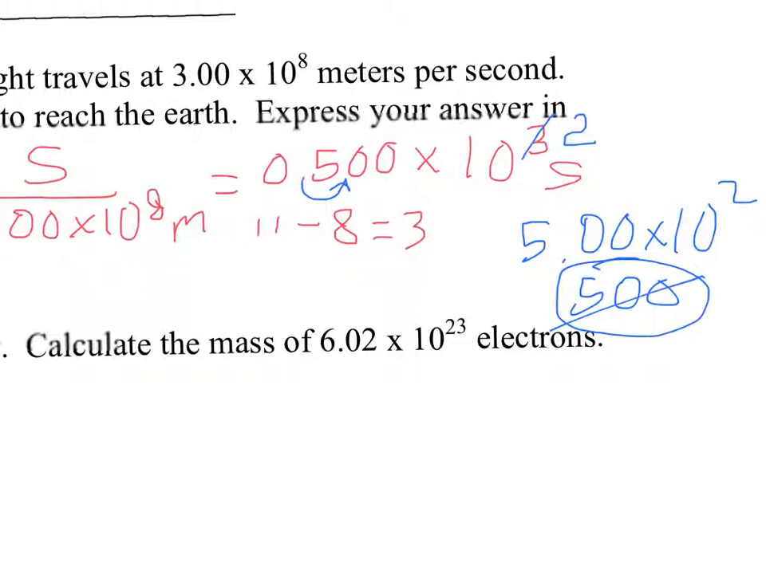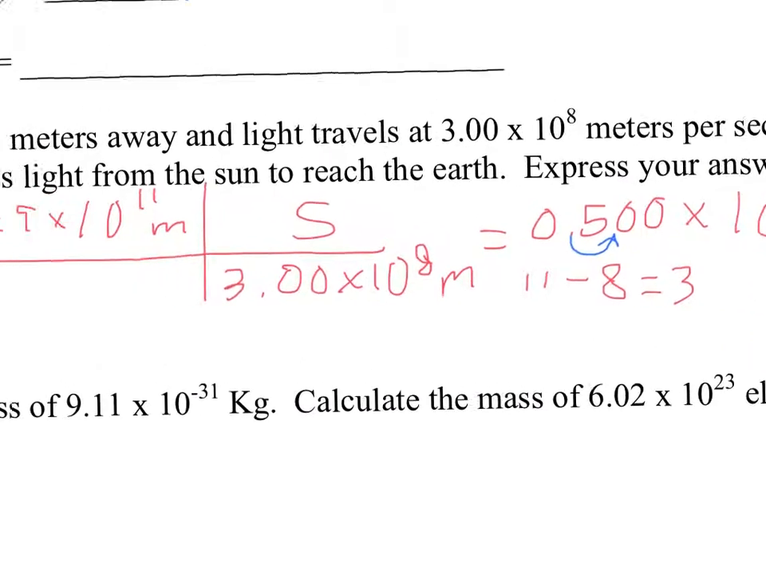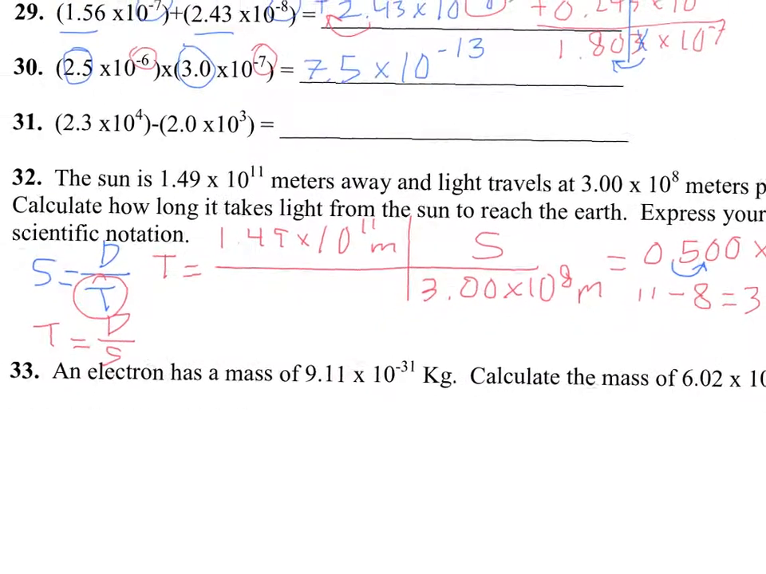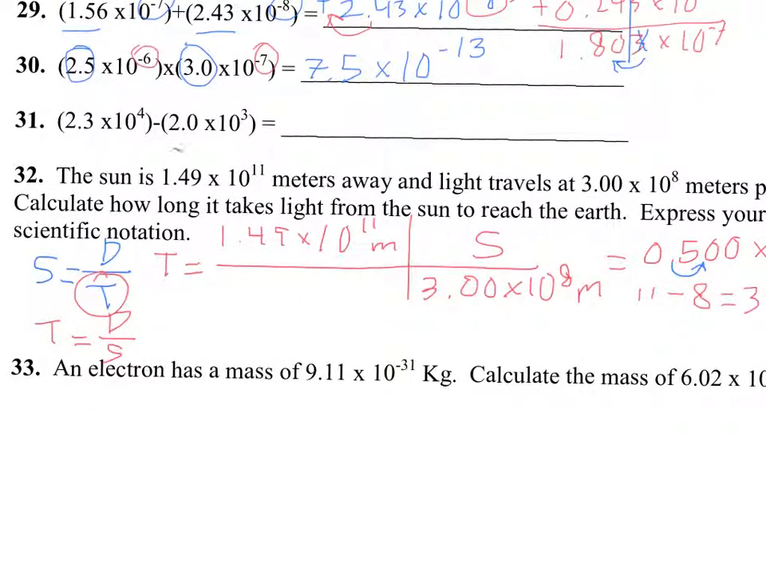The importance of scientific notation is the fact that it shows all three significant figures right there. And we know that there are three significant figures because this number and this number show three significant figures.